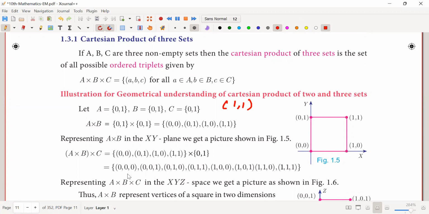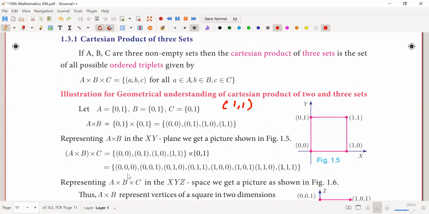Imagine this room. This point, the edge, the corner, is the origin. X-axis, Y-axis. You can easily plot 1, 1, 0, 0. This one is the Z-axis. This is known as a 3D point.